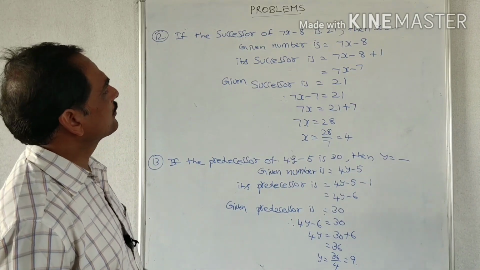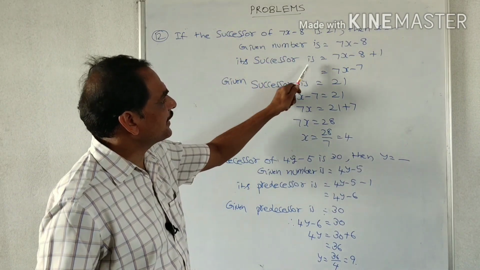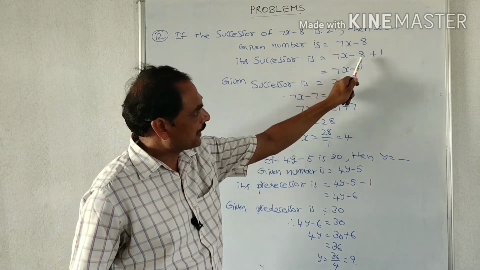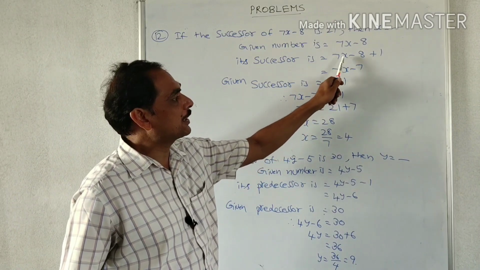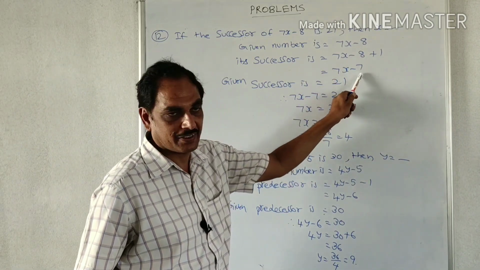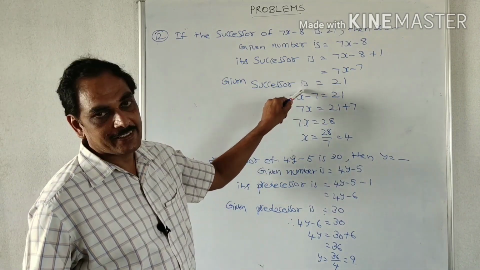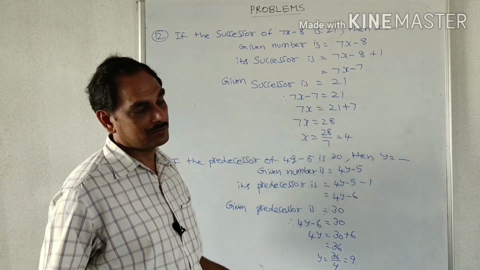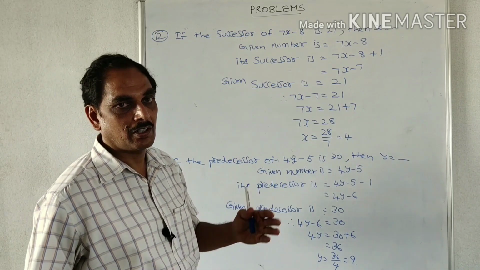If the successor of 7x minus 8 is 21, then x equals what? Here the given number is 7x minus 8, and we get its successor by adding 1 to the number. So 7x minus 8 plus 1. Here 7x is one variable term and these two are constant terms, and minus 8 plus 1 is minus 7. So 7x minus 7. But the given successor is 21. So 7x minus 7 equals 21.